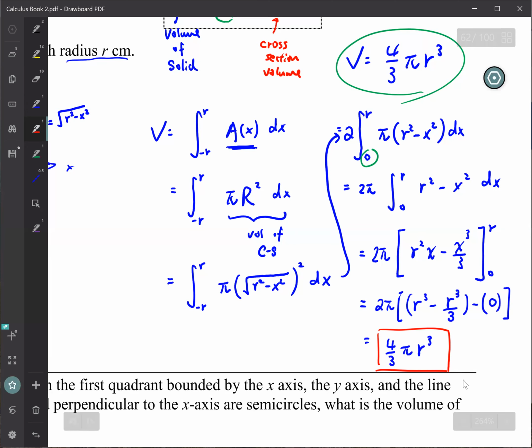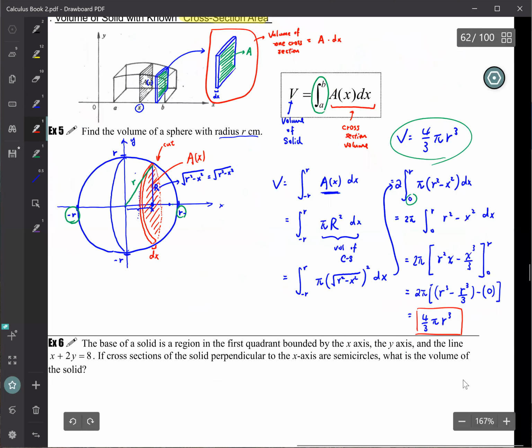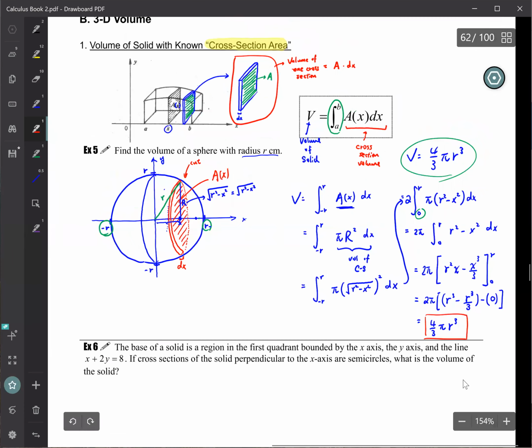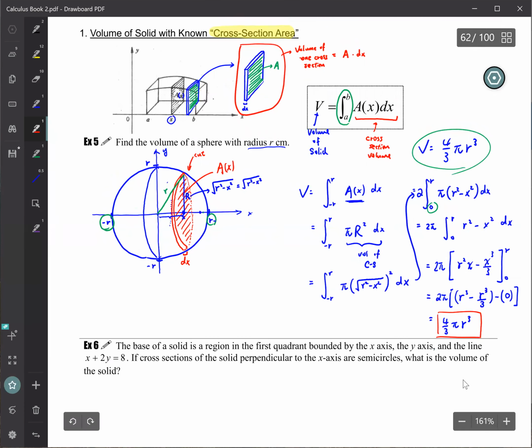Okay, so finally, right, after all these years, you finally found out how they got this formula for the sphere, 4 over 3 pi r cubed, using calculus. So this is called cross-section, right? We add up a lot of cross-sections together to create a solid, okay? So we use this to show you that it works.